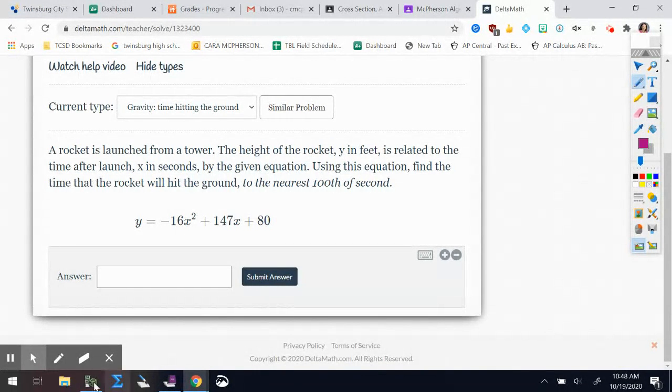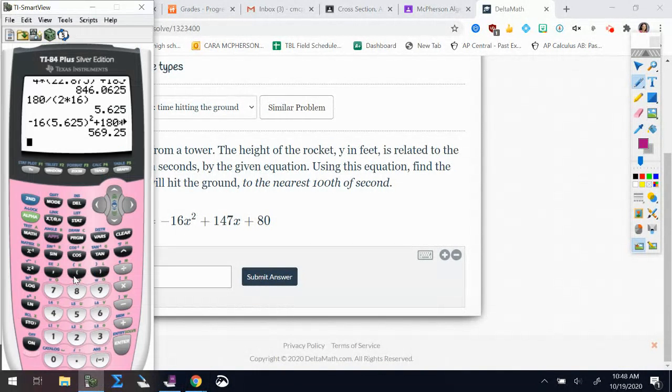Again, same formula. So on my calculator, I'm going to do the opposite of B, so negative 147. Again, I know I'm going to divide by negative, so I'm just going to type in 147 divided by 2 times 16. That is going to give me the time. So with this one, we actually don't need to find the Y value because we're totally focused on time here. So that's how long it's going to take to get to the peak, to get to the vertex.